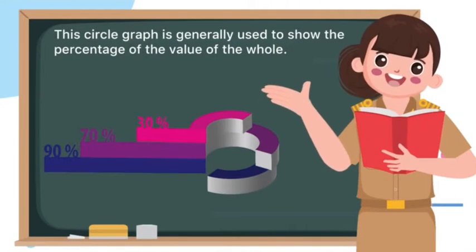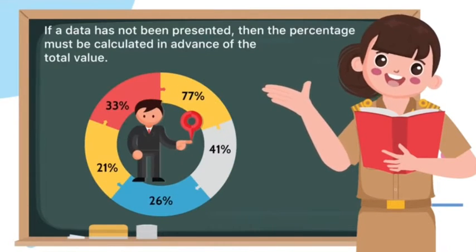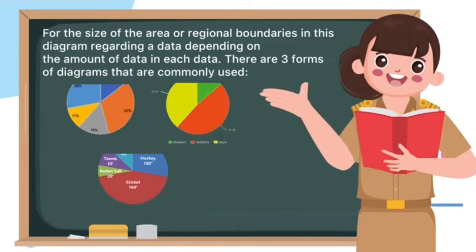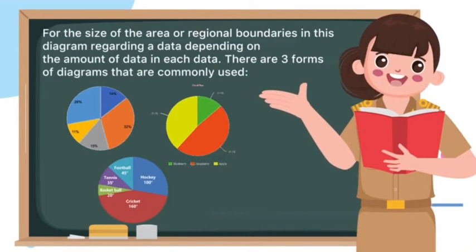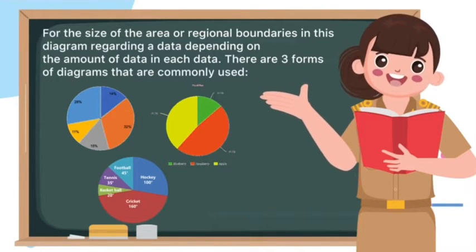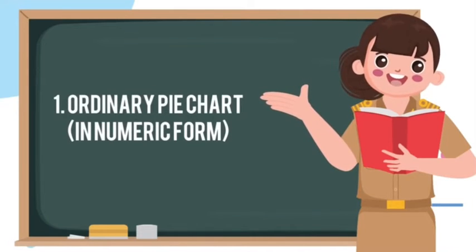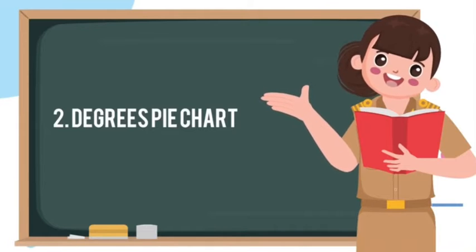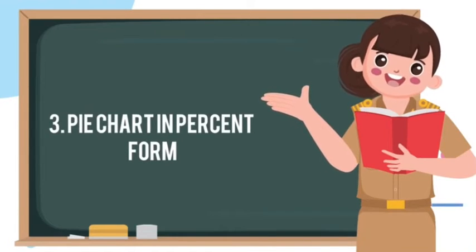This circle graph is generally used to show the percentage of value of the whole. If data has not been presented, then the percentage must be calculated as a function of total value. The size of the area or regional boundaries in this diagram depends on the amount of data in each data. There are three forms of diagram that are commonly used. First, the ordinary pie chart, or in numeric form. Second, the degrees pie chart. And third, the pie chart in percent form.